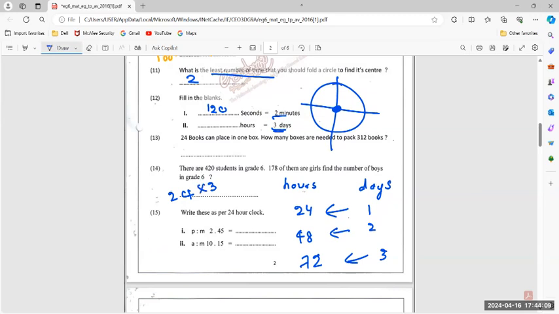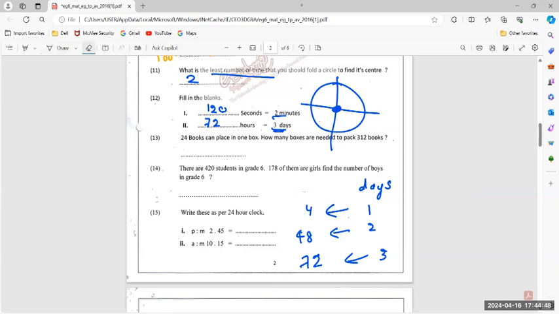So what you have to do is 20 times 3 and 4 times 3. Both you have to add. 20 times 3 is 60. 4 times 3 is 12. Both together is 72. That's how you use the mental method to multiply. 20 times 3, add 4 times 3. 60 plus 12 is 72. So the answer here is 72 hours, 3 days.